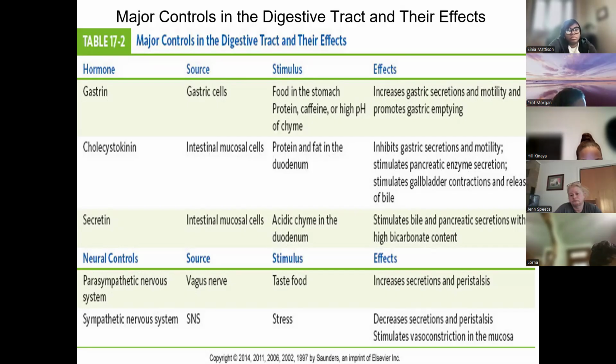The parasympathetic nervous system, that taste or that smell of food will stimulate it. So that's going to increase your secretions, increase peristalsis, so that the food can be broken down and used the way it needs to. In sympathetic nervous system or stress, okay, most of us aren't eating anyway. So this is going to decrease your secretions, decrease your peristalsis, and cause vasoconstriction in the mucosa.